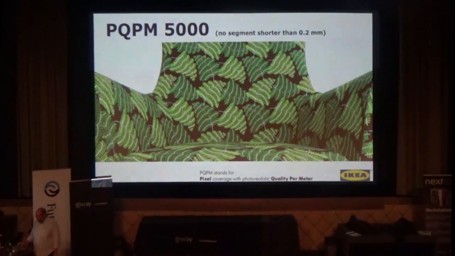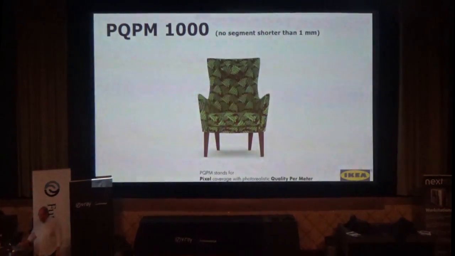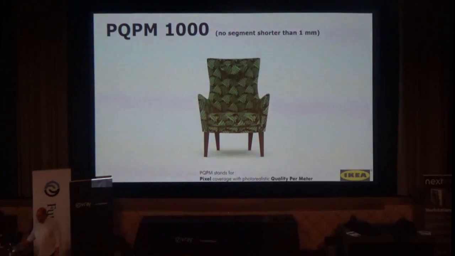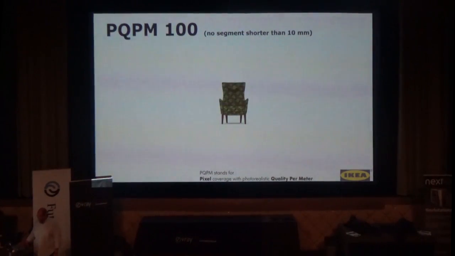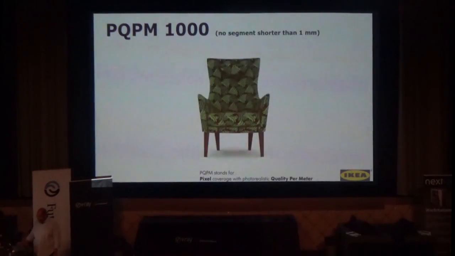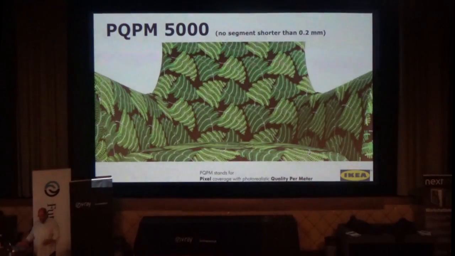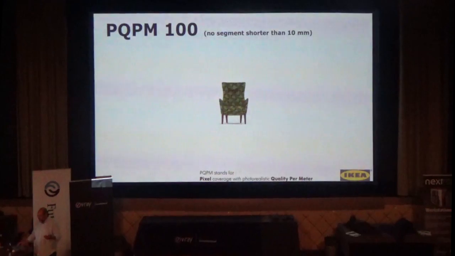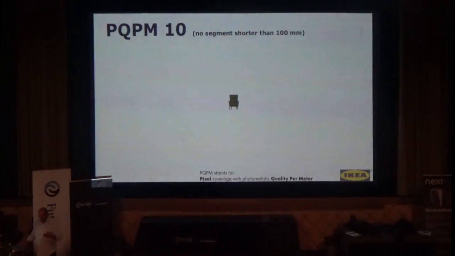Going up, it will be PQPM 1000, which is not shorter than 1 millimeter, going up to 1 centimeter or 10 centimeters. The image I'm showing you here is also to tell you that when we make an image of a product, the further we go away with the camera, the lower the mesh resolution we can utilize to generate the image. That is the reason why I showed you this short sequence of images. So going further away inside the scene setup, we don't need a high resolution mesh, we can use the lower resolution mesh.